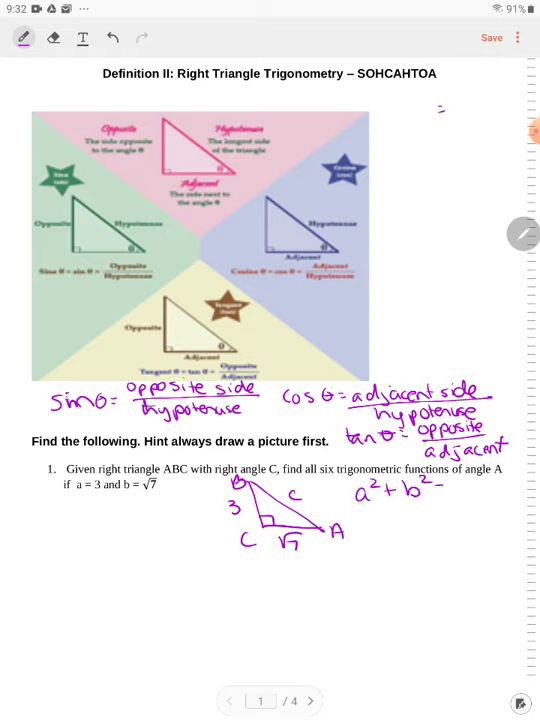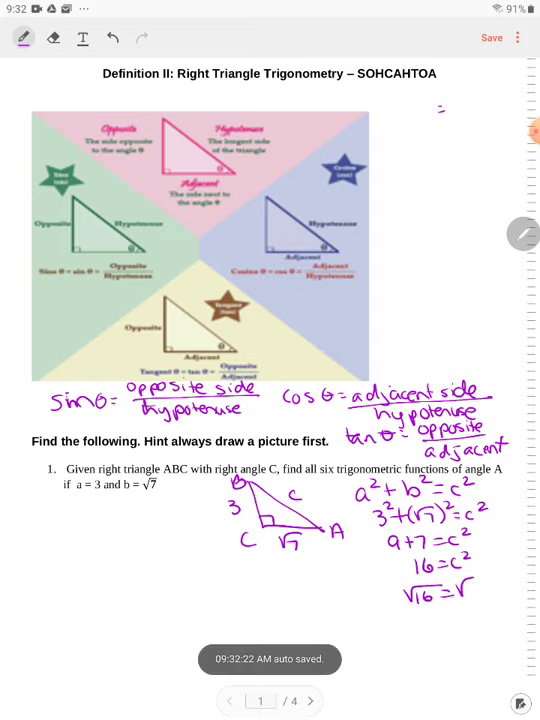A squared plus B squared equals C squared. So you have 3 squared plus the square root of 7 squared equals C squared. So 9 plus 7 is C squared. 16 equals C squared. You're going to square root both sides. You have one answer, it's positive because distance is positive. So 4 equals C.